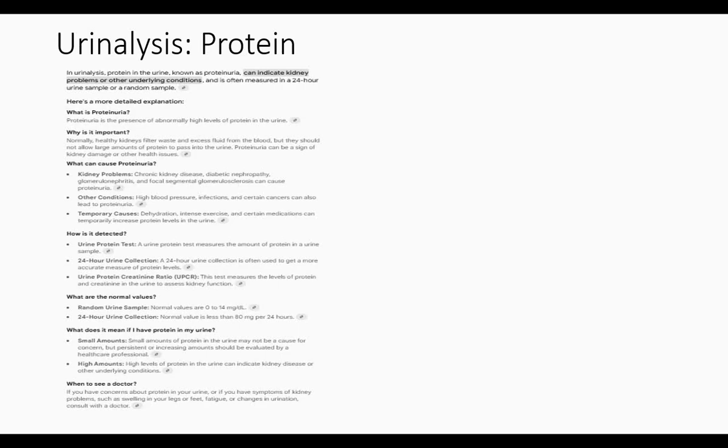urine protein creatinine ratio, UPCR. What are normal values? Random urine sample, 24-hour urine collection. What does it mean if I have protein in the urine? Small amounts of protein in the urine may not be a cause for concern. Persistent or increasing amounts should be evaluated by a healthcare professional.